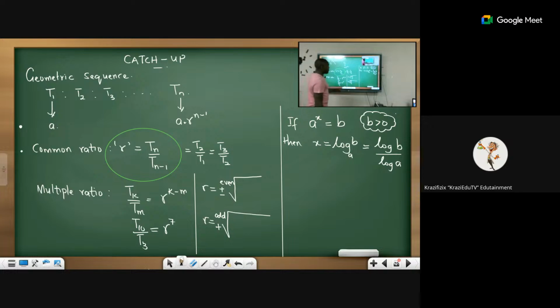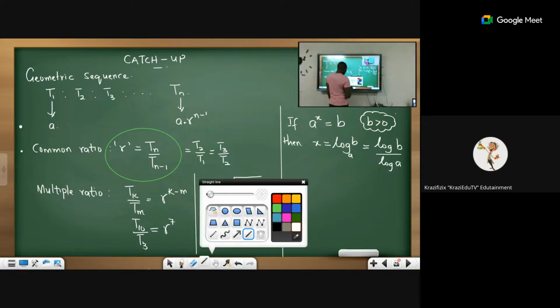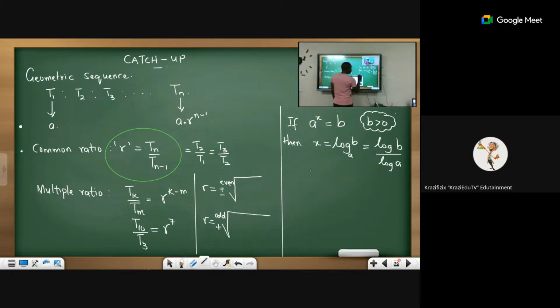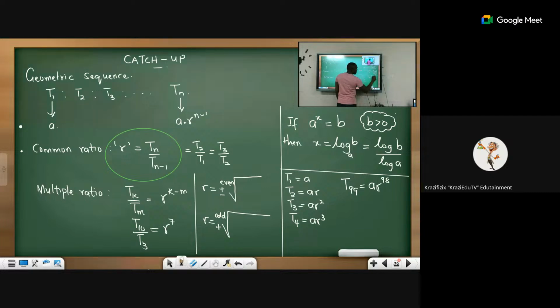Oh, by the way, don't let me forget something here. For our geometric, therefore, if T1 is equal to A, what is T2? It is going to be AR. You multiply. What is T3? AR to the power of 2. Your exponent drops by 1. What is T4? AR to the power of 3. What is T99? AR to the power of what? 98. This must be known. What is T44?